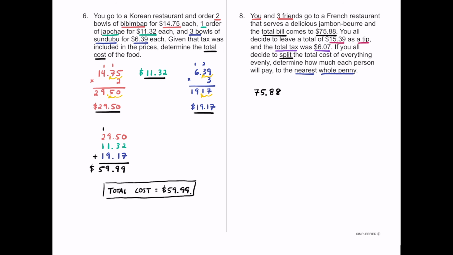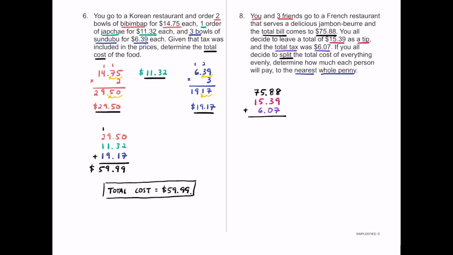But then you're going to also be paying a tip, and you guys agree jointly to put in $15.39 altogether. And then you also decided to put in $6. Well, you don't have a choice here for the tax, but you have to consider that as well. So you have the food and then the tax and then the tip. And so we're going to get the total price of everything all together here.